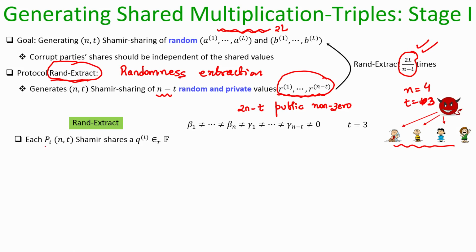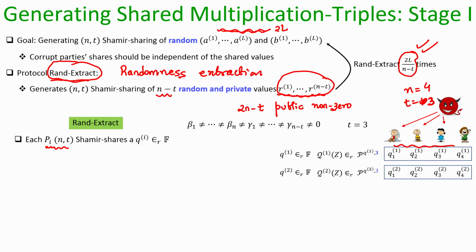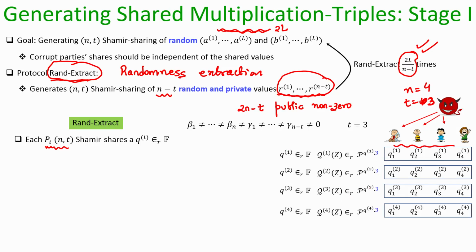So, to begin with, the parties locally pick respectively a random value from the field and secret share it. For instance, P 1 will pick Q 1 and secret share it through a random polynomial of degree 3, P 2 independently and in parallel will pick a random value Q 2, P 3 will pick Q 3 and P 4 will independently pick Q 4, and all of them will be independently secret shared.